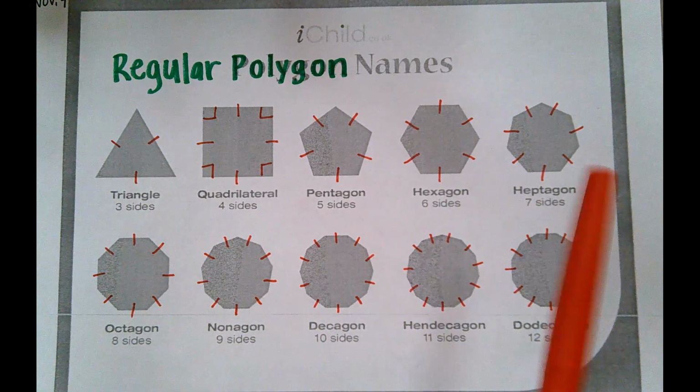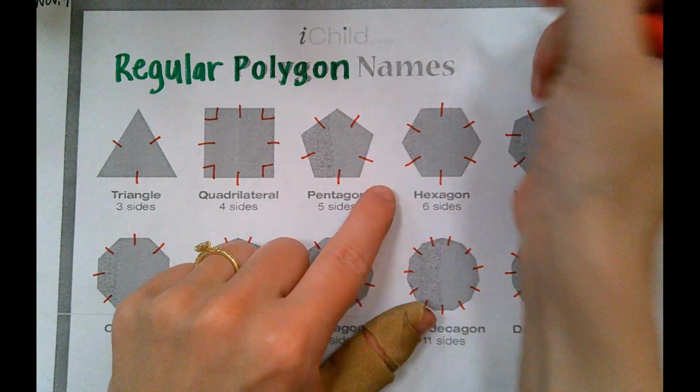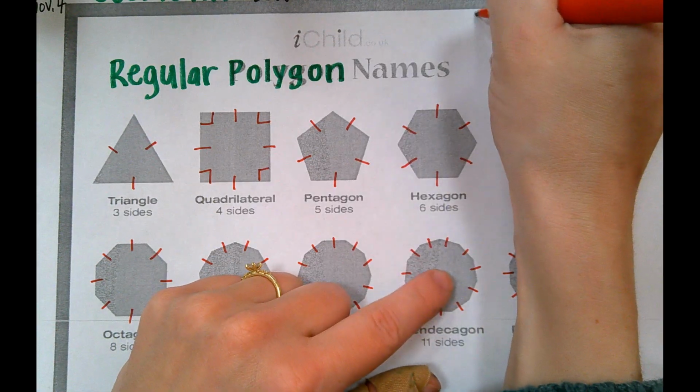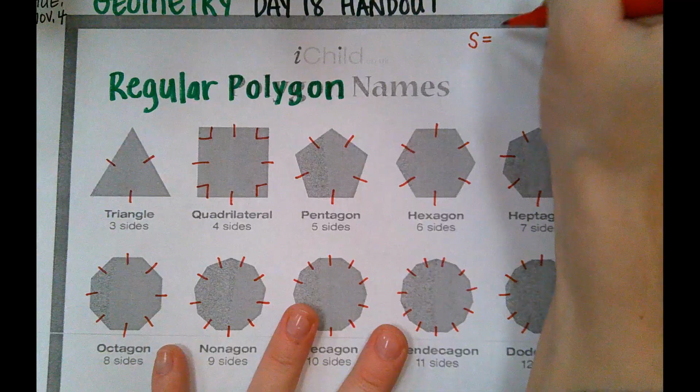Because every side is the same length, we can represent the side length with one letter. Side starts with the letter S, so we're going to use the letter S. I'm going to write at the top, S equals side length.